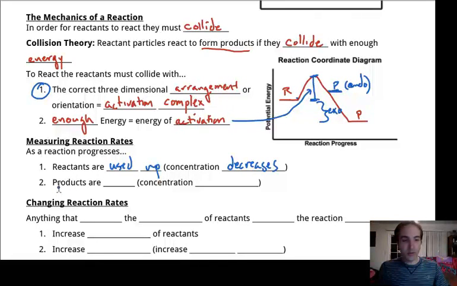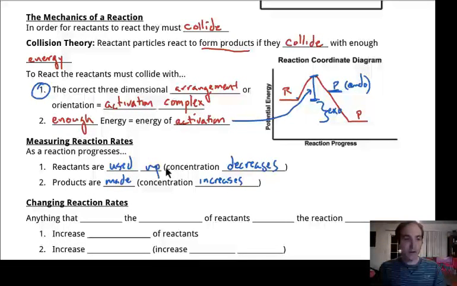And then on the flip side, products are made. So that means that their concentration increases. And so if you want to measure the rate of a reaction, you could measure how fast the reactants are being used up, or the concentration is decreasing, but you could also measure the products. You could see how fast they are being made, how fast their concentration is increasing. Both of those methods could be used to measure how fast a reaction is actually happening.